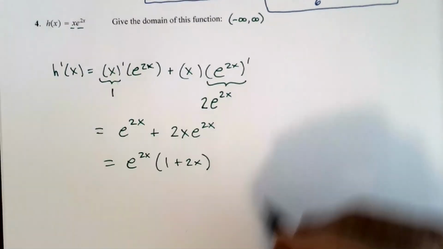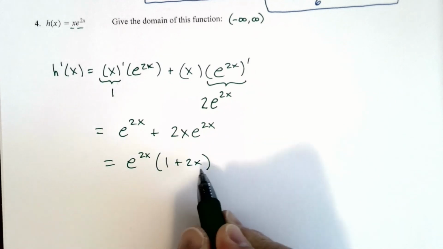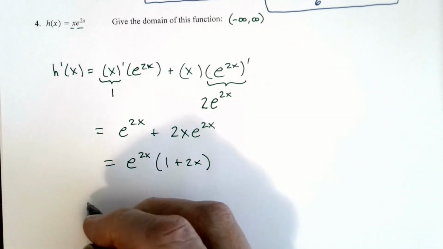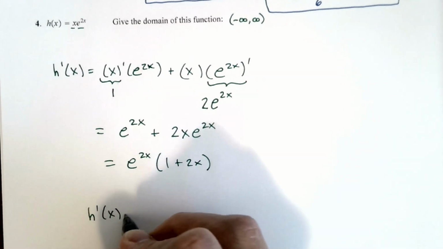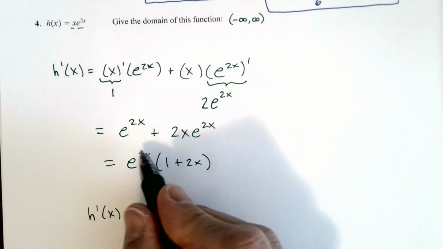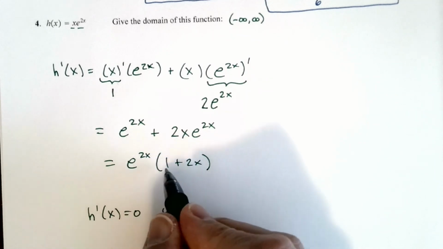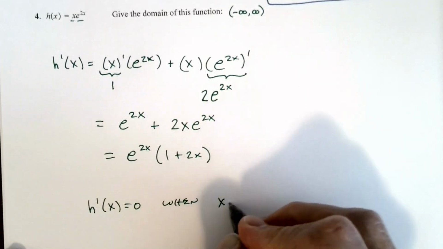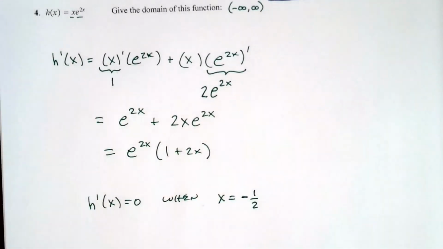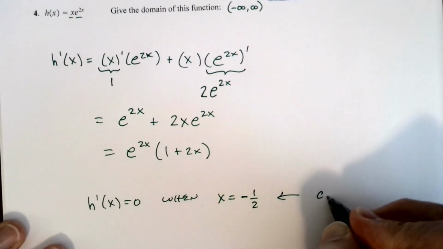So this derivative is never undefined. There's no value of x for which I can't get a real number as an output for my derivative. The question is then, when is it equal to 0? Well, e to the 2x is always greater than 0. It's never going to be 0. But 1 plus 2x will be 0 when x is equal to negative 1/2. And so that right there is our only critical point.